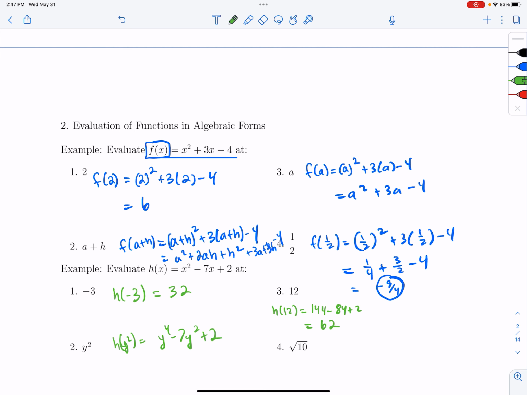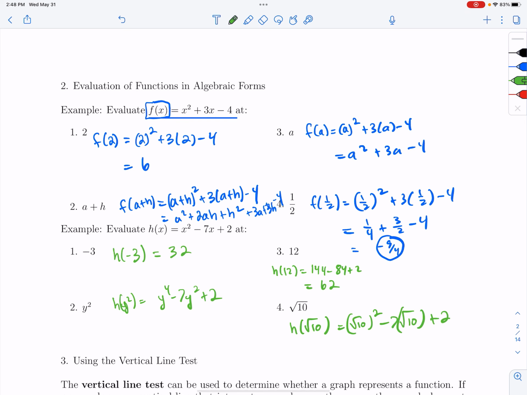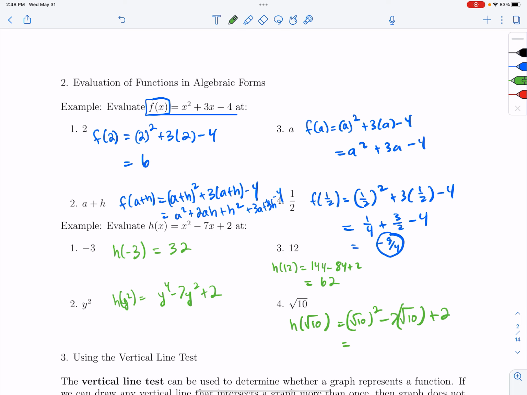Okay, and then the last one, h of square root of 10. We're going to get square root of 10 squared minus 7 times square root of 10 plus 2. Square root of 10 squared is just 10, so this is 10 plus 2 is 12 minus 7 square root 10. Okay, so that's some pretty simple function evaluation.